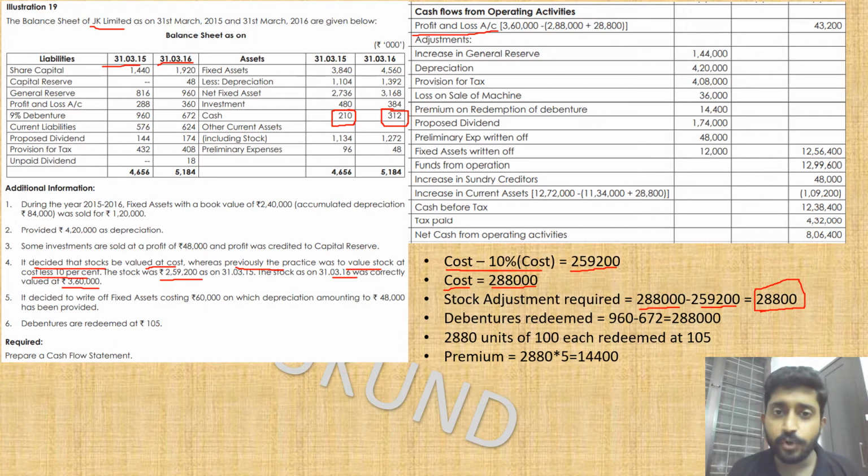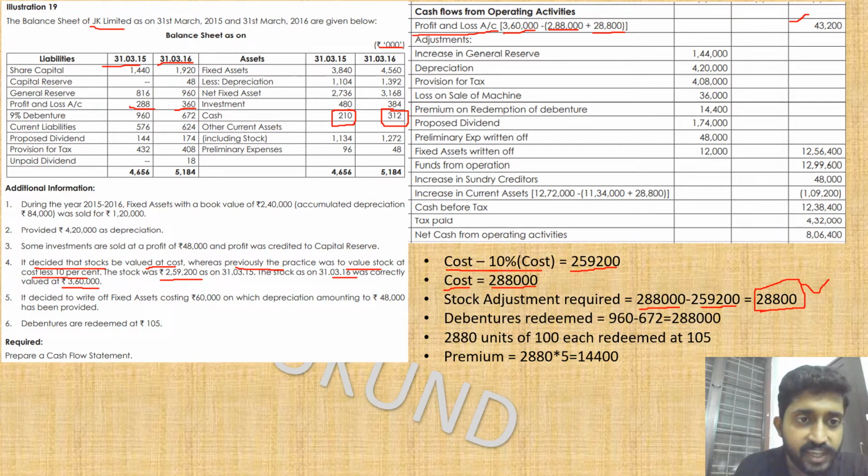Okay, so now we are going to start with the income generated for the current year. What is the income generated for the current year? The current year P&L balance minus the previous year P&L balance. Here everything is given in thousands, so 360 is 3.6 lakhs. So 3.6 lakhs minus 2,88,000. The opening stock is adjusted by 28,800 as we discussed here. So the income generated for this financial year 2016 is 43,200. So we have made this. Next we have to make the adjustments.